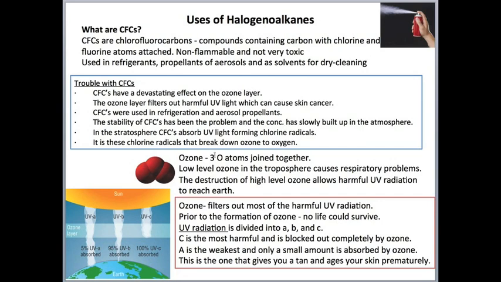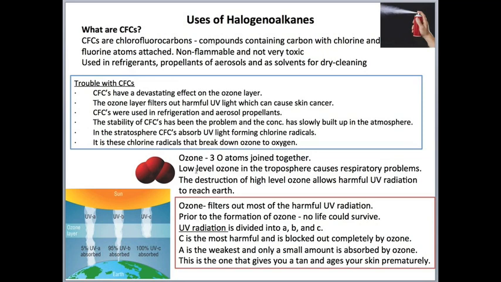So let's just quickly look at what ozone is. So ozone is 3 oxygen atoms joined together. We have low-level ozone in the troposphere, which causes respiratory problems, and the destruction of the high-level ozone allows harmful ultraviolet radiation to reach Earth. So ozone is very important because it filters out most of the harmful UV radiation. And before the ozone layer was formed, there was no life on Earth.